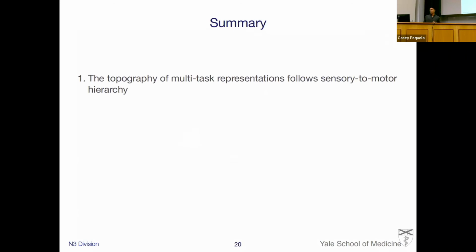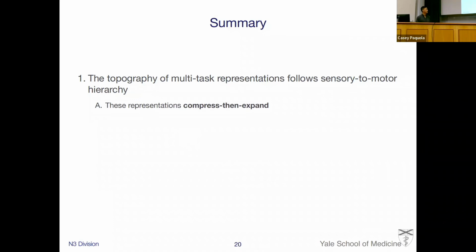All right, just to summarize, the topography of multitask representations is principally organized along a sensory-motor hierarchy, right? And the representations across this hierarchy are compressed and expanded. This is in direct contrast to typical findings in the machine learning literature.